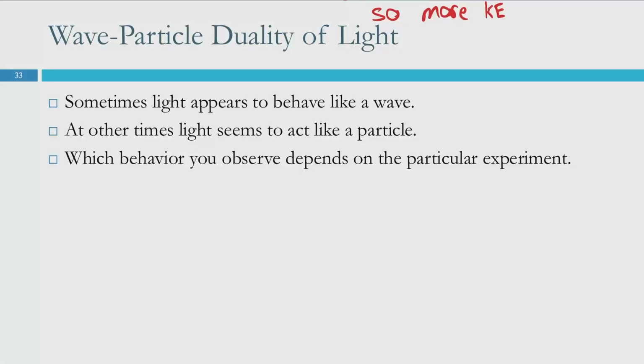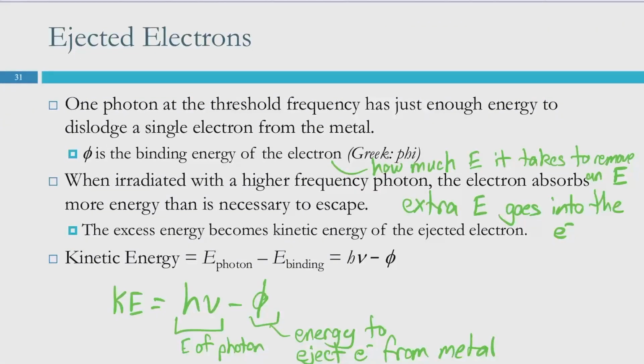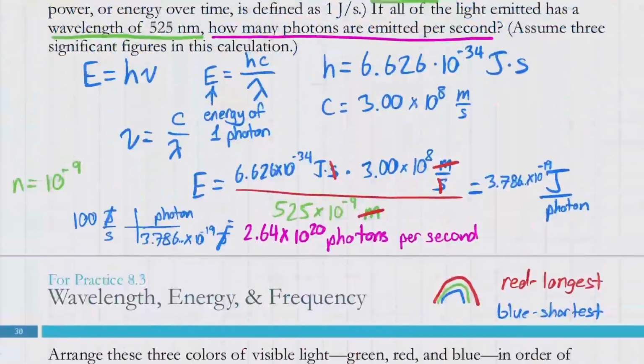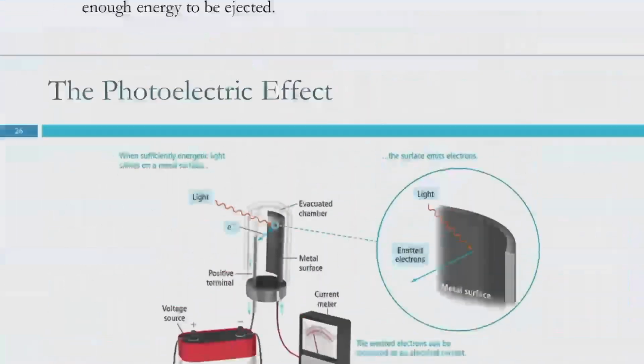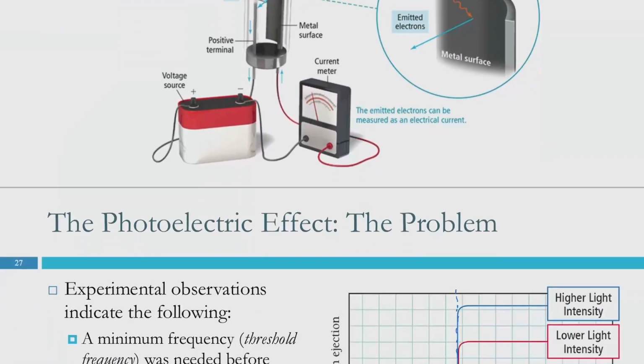Picking up where we left off last time, we were looking at ejected electrons. There's a diagram so I don't have to draw it. We had the photoelectric effect. We had light coming in, hitting this metal surface. The metal surface, if it was struck with the right light, would eject electrons. Those electrons would then be picked up by this positive terminal because they're negatively charged, they're attracted to the positive end, and we would see some current running.